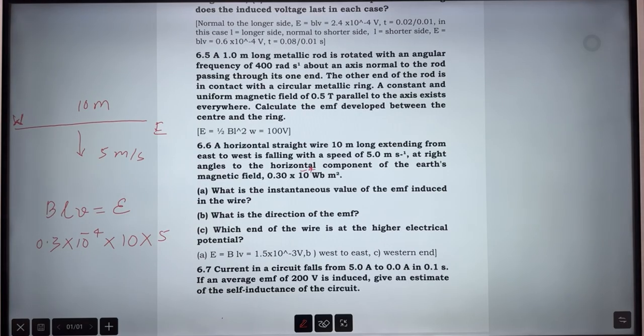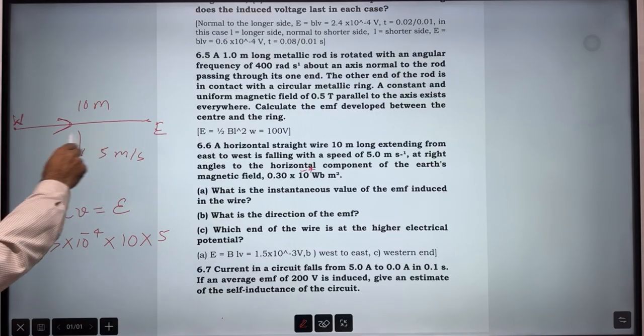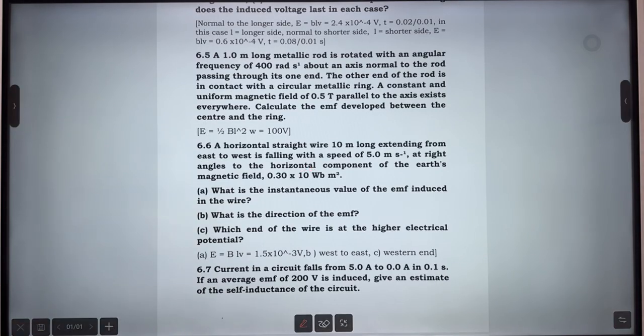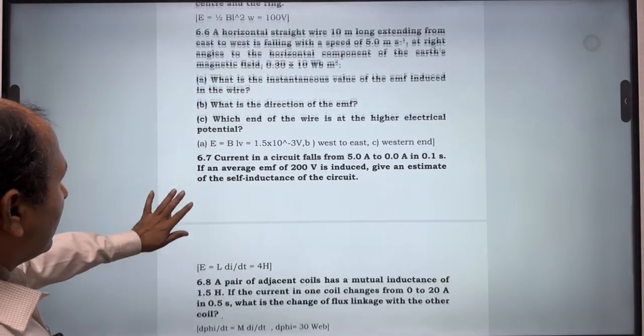what is the direction of EMF? So here the direction of EMF, this is east to west, right? So the EMF will be just like this, west to east, and you will have to find out which end will be at higher potential. Obviously if current is flowing, if the direction of PD is like this, it means this will be at higher potential, this will be at lower potential, right? And then comes the next question.